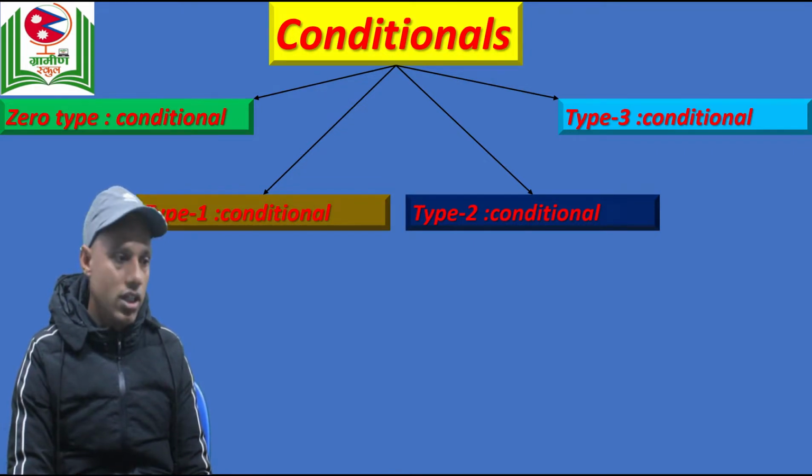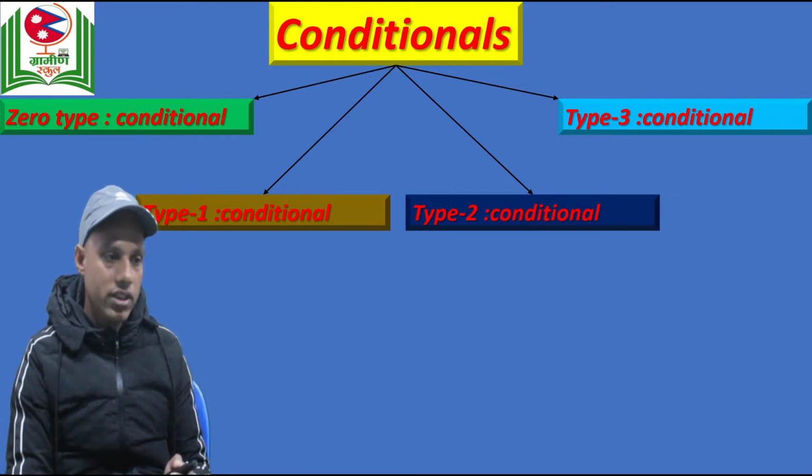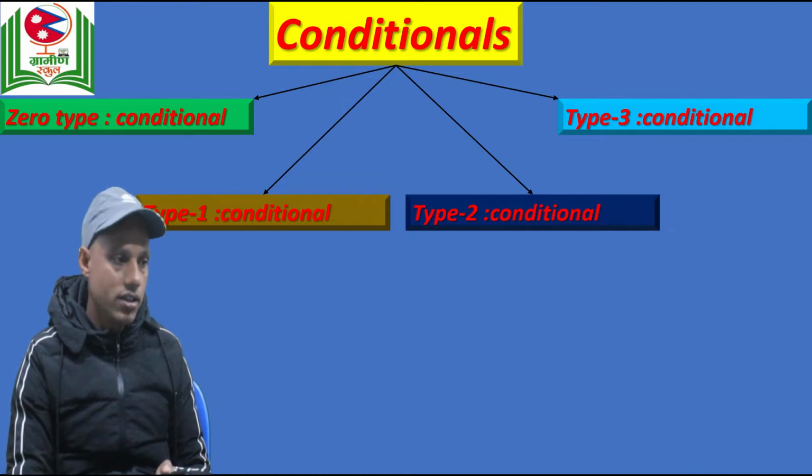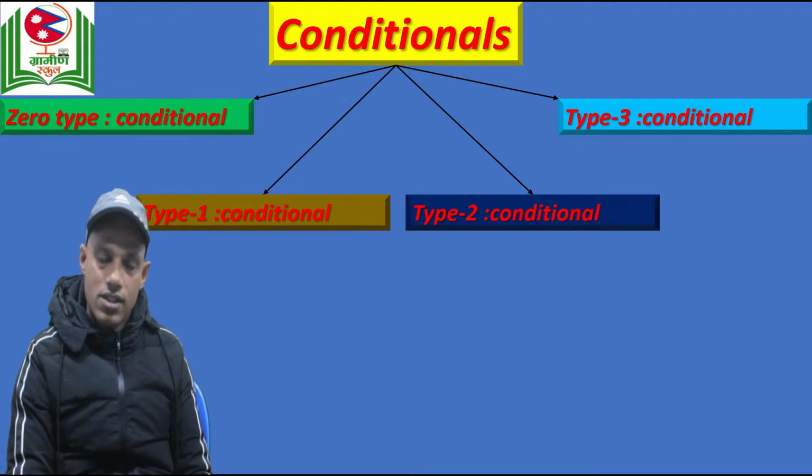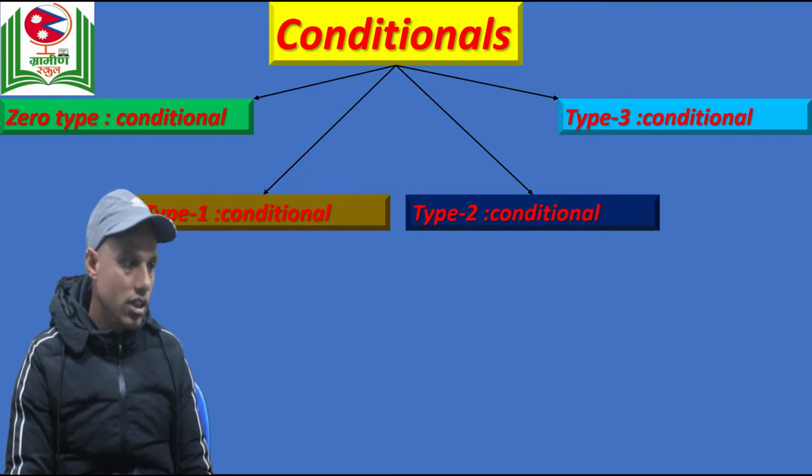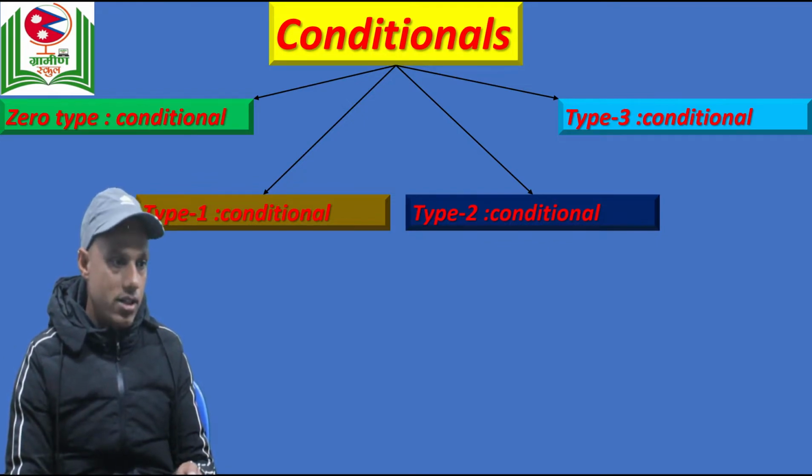First of all we'll learn about zero type conditional, then type 1, type 2, and then lastly type 3 conditionals. First of all, we will see some examples, we'll study them, and then we'll generalize the rules by ourselves. I mean that we are going to learn this grammar topic inductively, or interactively. Okay, let's see some examples first.